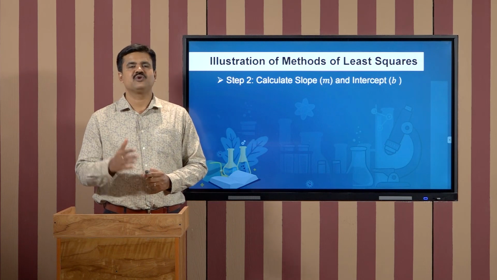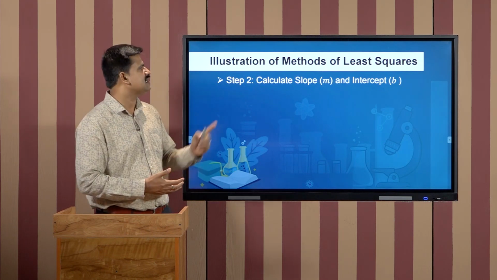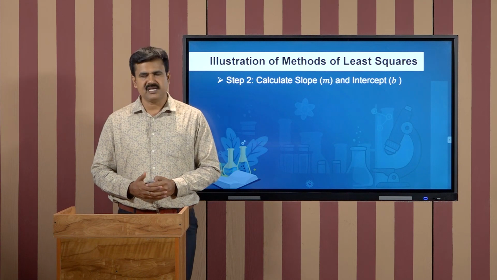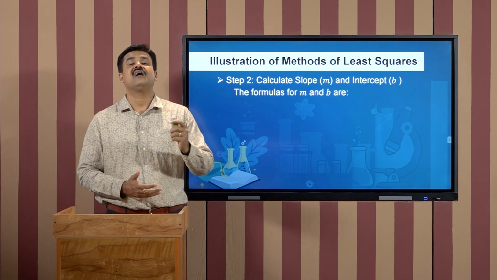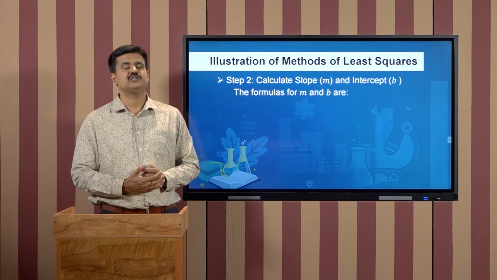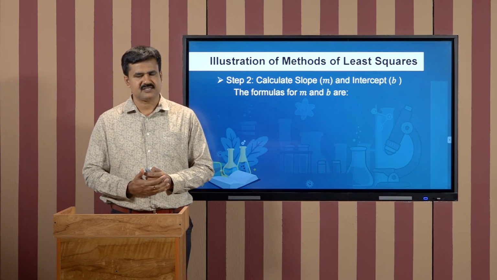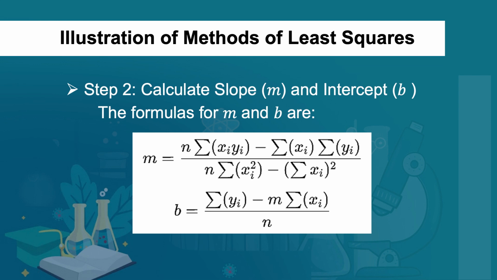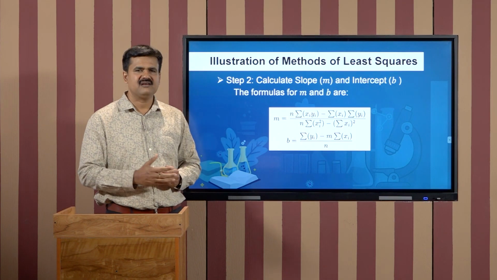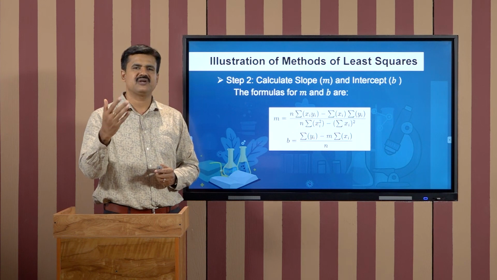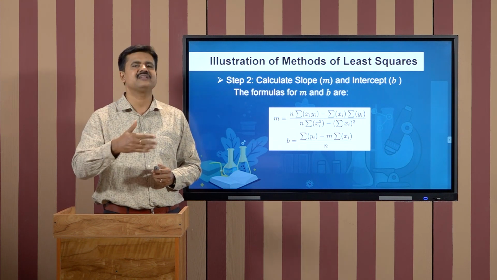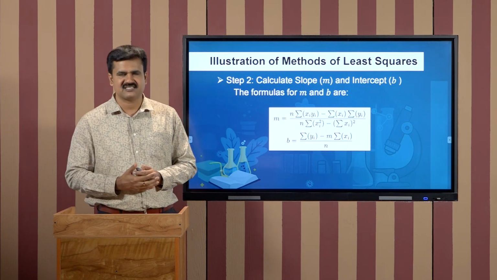Now, moving on to the second step, we have to calculate the slope m and intercept b. For this purpose, we have to use separate formulas to calculate the slope and the y-intercept, and these formulas are based on the method of least squares. This is the expression for calculating m, and the second one represents the expression for calculating b. These are fairly complicated formulas, and you need not keep them in your mind. We are just going through the basic aspects of the method of least squares.